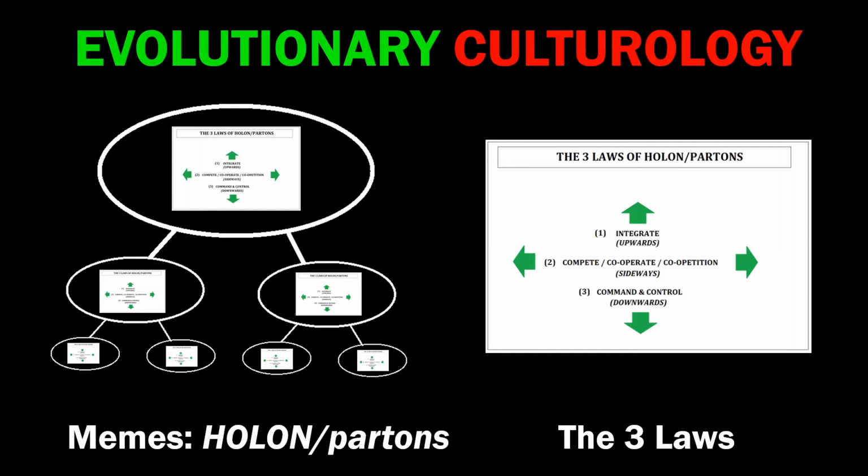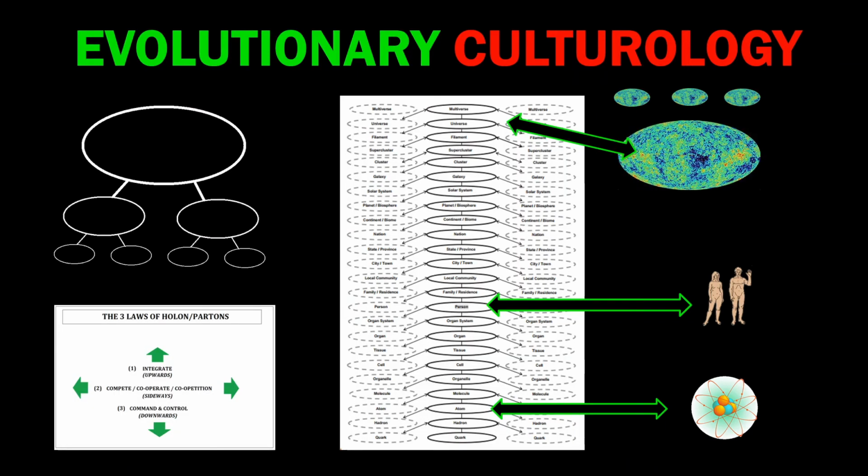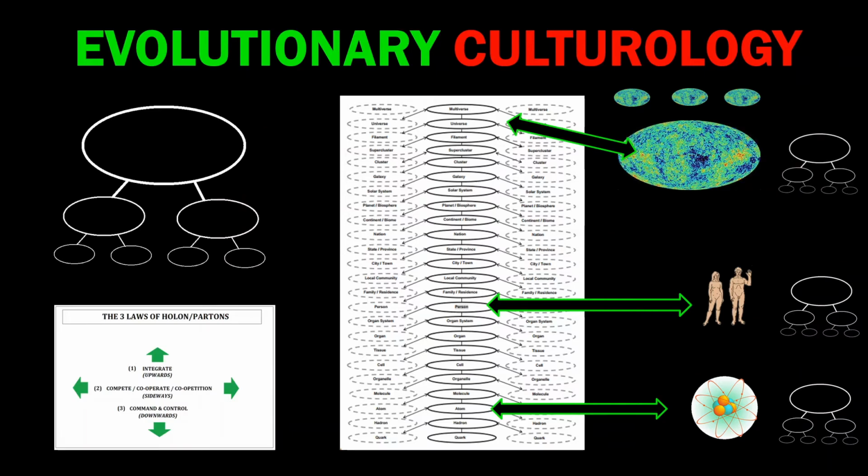So this is how memes or units of culture are structured, whether they be books, movies, languages, songs, scientific theories, you name it. And this also applies to everything in physics, chemistry and biology. From the atoms at the bottom up through organisms or even humans to universes and multiverses, they're all structured as Holon Pathons because they're all systems and they're all organised by the three laws of Holon Pathons.